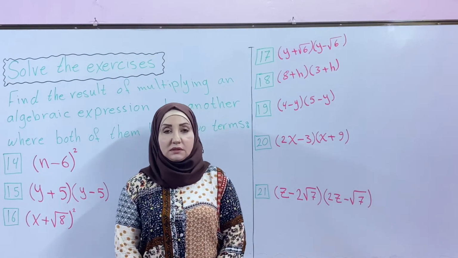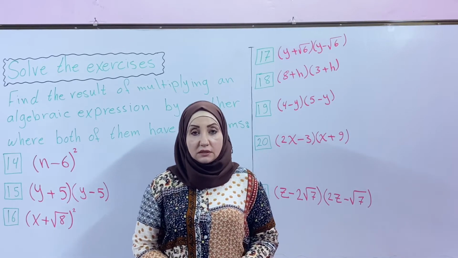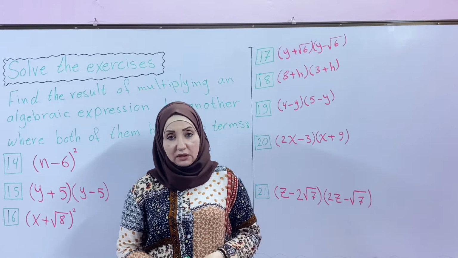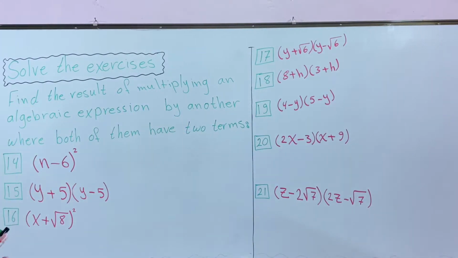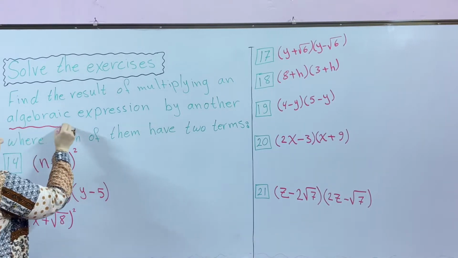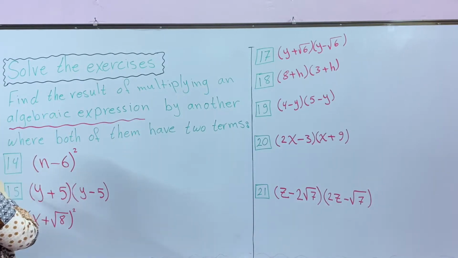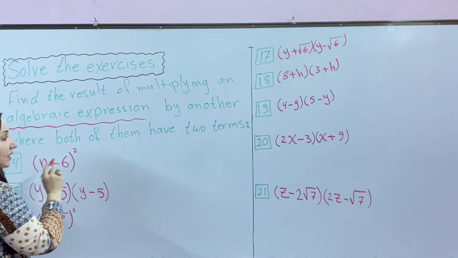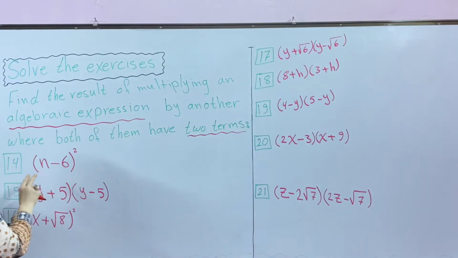Our lecture today we will solve the exercises for lesson 1 chapter 2. Solve the exercises. Find the result of multiplying an algebraic expression by another algebraic expression where both of them contain two terms.